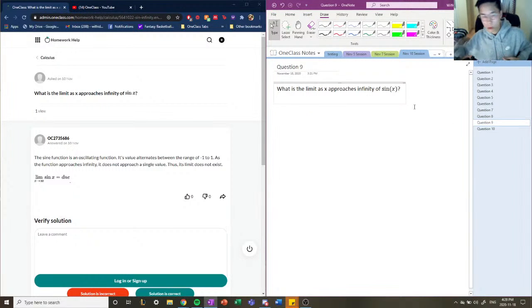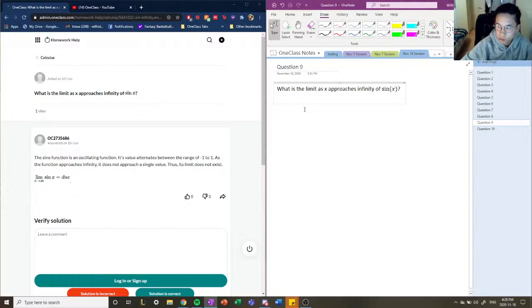Question number 9 reads, what is the limit as x approaches infinity of sine of x? So the junior tutor reasons that the sine function is an oscillating function, right? If you graphed it out, its range will be between -1 and 1, right? So as the function approaches infinity, it does not approach a single value. Thus, its limit does not exist. So this is technically true, and the junior tutor is correct.